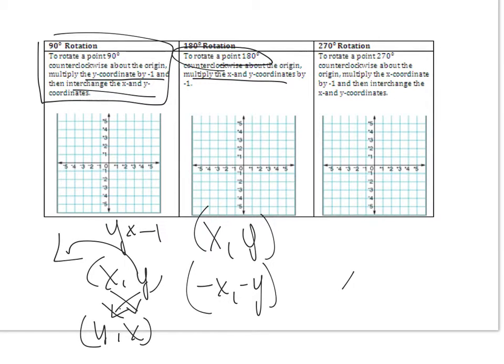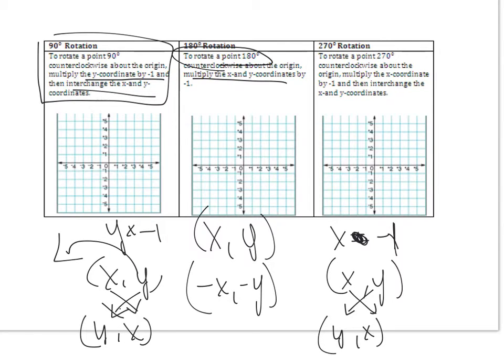For 270 degrees, it's a little bit like the 90 degrees, only with a different twist. I'm going to take x times negative 1, and then flip-flop x and y. So I'm going to have x and y, and I'm going to switch them. So y is the new x, x is the new y. This is after I multiply by negative 1.